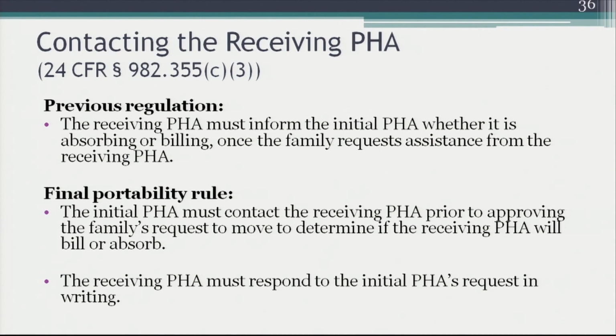Under the final portability rule, this communication is done at the front end. So the initial PHA must contact the receiving PHA prior to approving the family's request to move to determine if the receiving PHA will bill or absorb. And the reason for this is that this decision may have an impact on whether the initial PHA may or may not approve the move if the initial PHA has insufficient funding to allow the move. And the receiving PHA must respond to the initial PHA's request in writing.